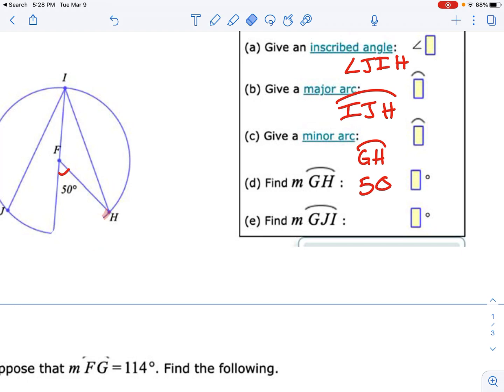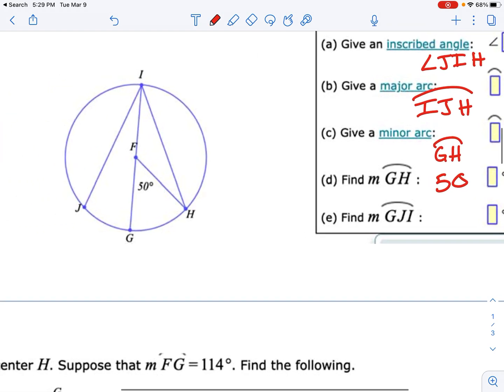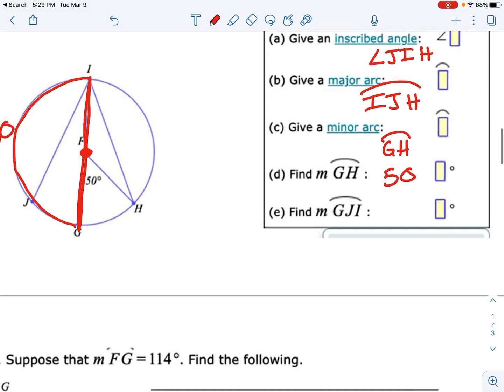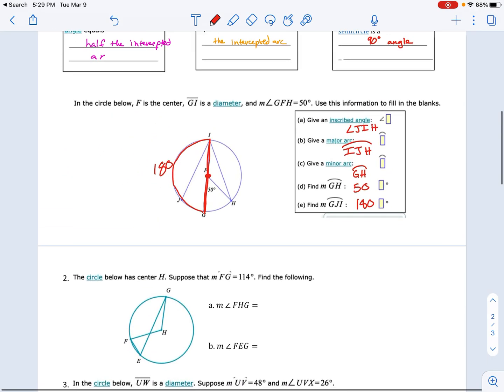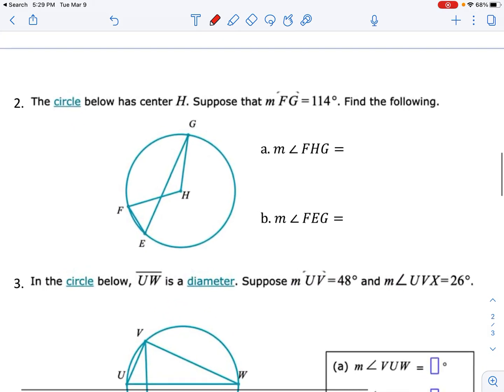Then it also says we want to find the measure of arc GJI, this arc right here. Well, I have to read the directions a little bit more closely to figure that out, because it looks to me like that would be a diameter since it's going through the center. So if that's a diameter, then I would have to say that that's 180. There's your first one. Moving on to number 2.